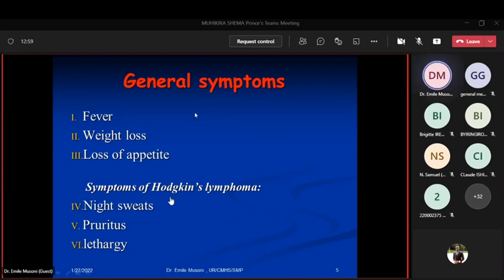The general symptoms: normally lymphoma is characterized by fever, weight loss, and loss of appetite. If you have fever, weight loss, and loss of appetite, think of lymphoma. These are the general symptoms. Another one is night sweats, pruritus, and lethargy. Lethargy, you know, is like fatigue.